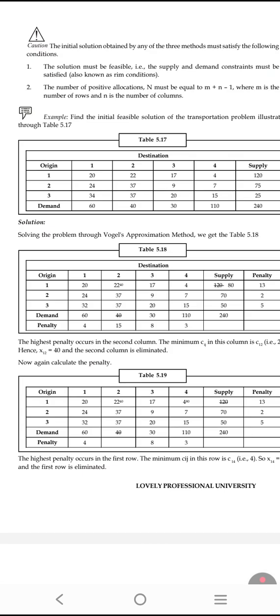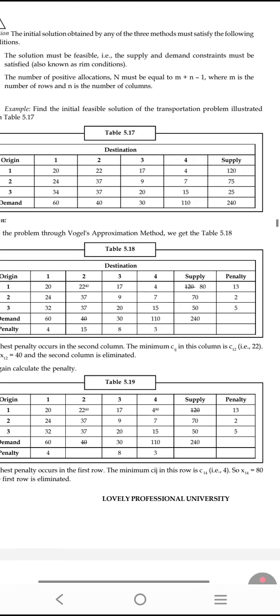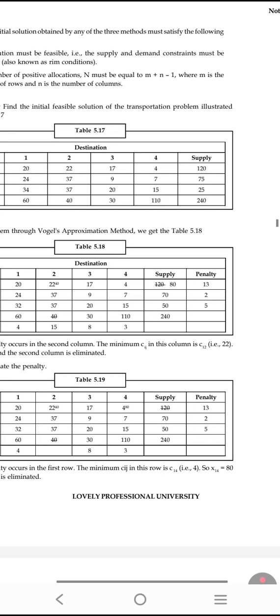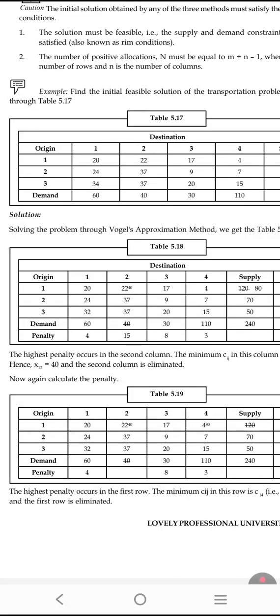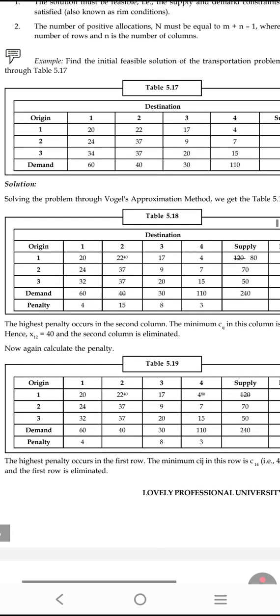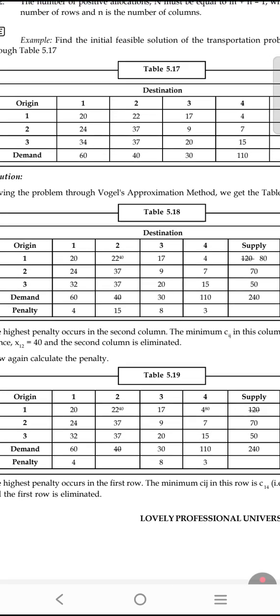In this transportation cost matrix, we first check whether total supply equals total demand. In this example, supply equals 240 and demand equals 240, so the given problem is a balanced transportation problem. Then we find the penalty of each row and each column, solving the problem through VAM.